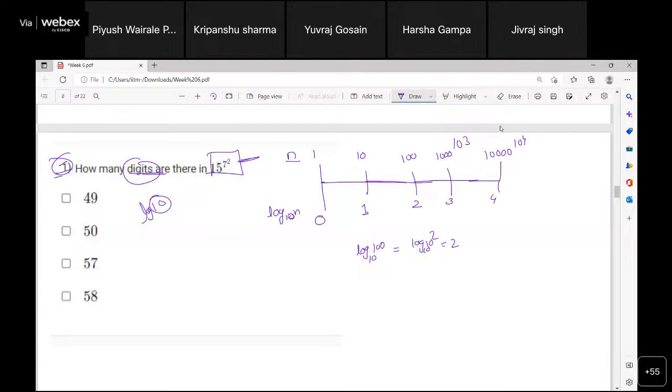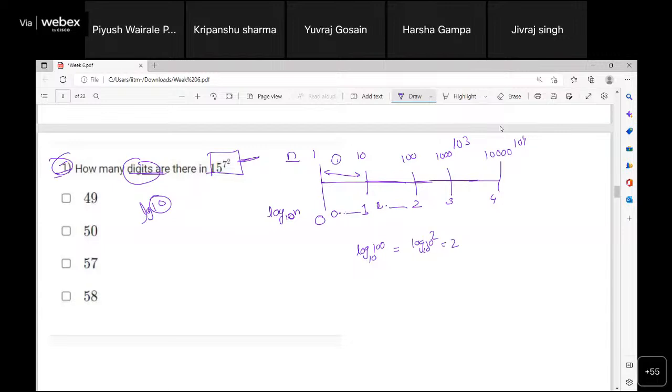So in 1 to 10, there will be single digit numbers, say 5, 6, 7, 8, right? In this particular range the value of this log function will be 0 point something. It is 1 only when n equals 10, right? Now similarly, when the value of n is between 10 and 100, the value of the log function is 1 point something, right?